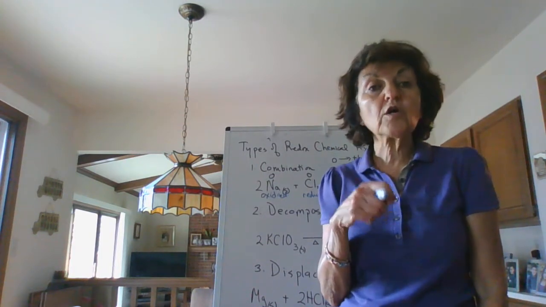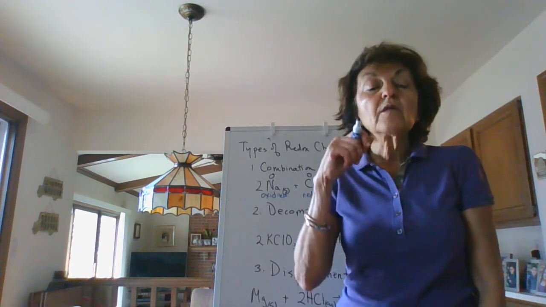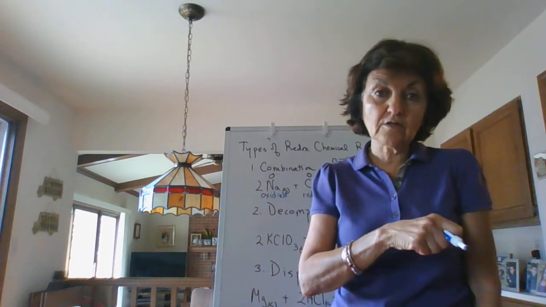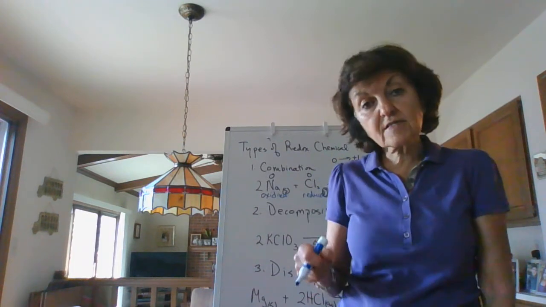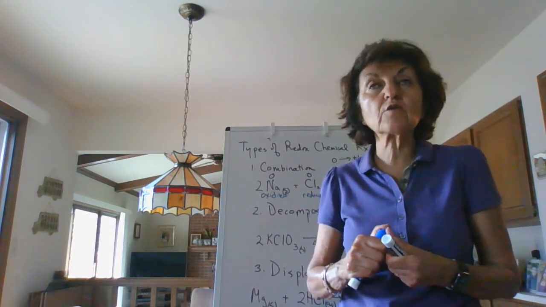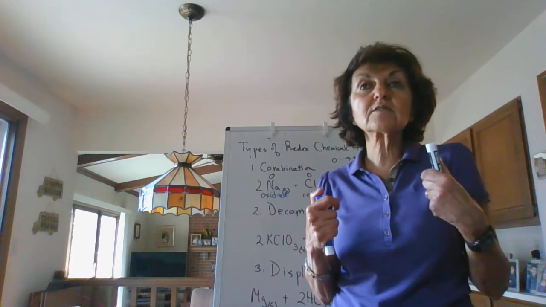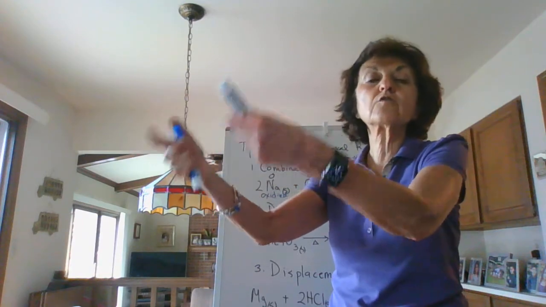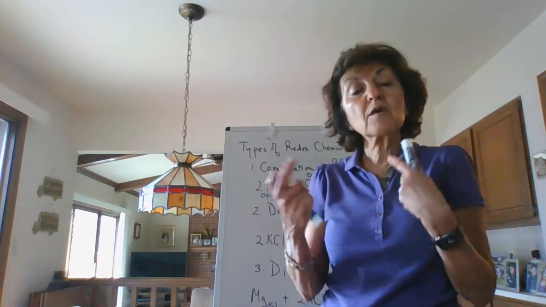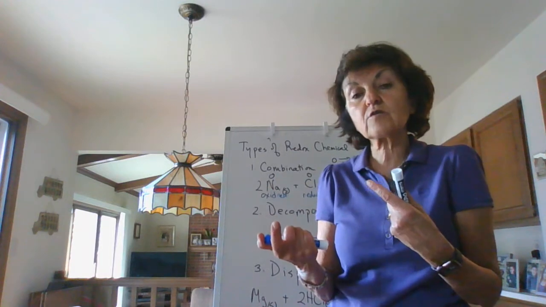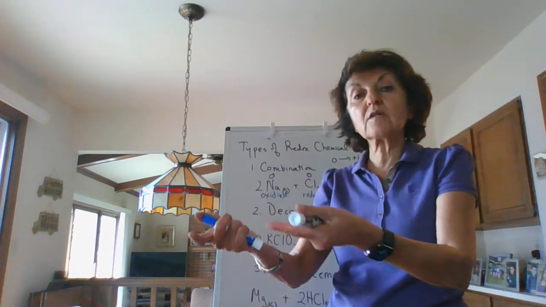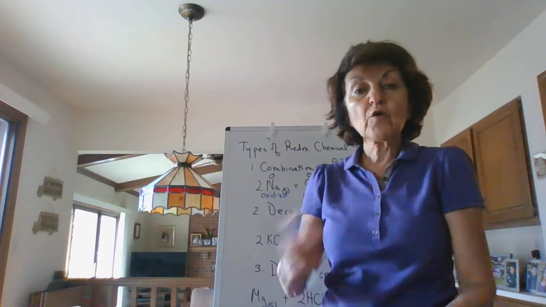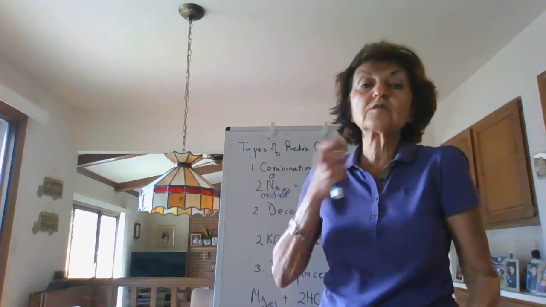Now here's the other question. Who's the oxidizing agent? The substance that got reduced is the oxidizing agent, and the substance that got oxidized is the reducing agent. So you have to think of it as, okay, I got oxidized, so I am responsible for reducing you. You got reduced, so you are responsible for oxidizing me. Because remember, there has to be a transfer of electrons. If I get oxidized, I'm losing electrons. Well, what's going to happen to those electrons? You're going to pick them up. You're getting reduced. So you can't have an oxidation without a reduction.